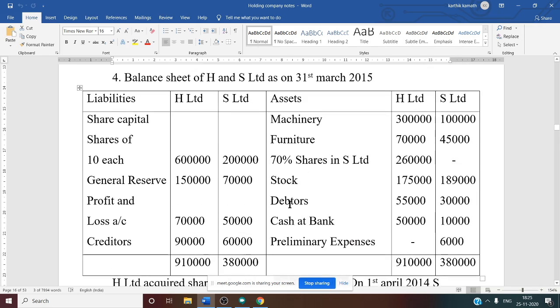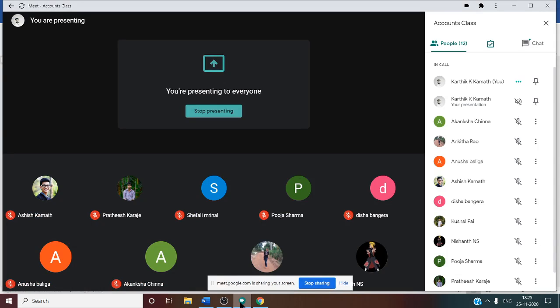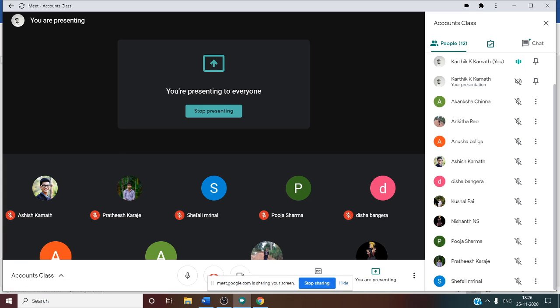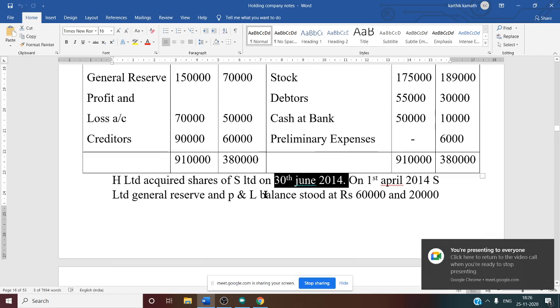Acquisition date is 30th June. That means our financial year starts from 1st April 2014 and ends on 31st March 2015. So here the acquisition is somewhere in the middle of the year. It is not at the beginning, it is not at the end, it is somewhere in the middle. So whenever the acquisition date is in the middle of the financial year, we have to find out the current year profit. That is the different thing compared to the previous problem. After that we can calculate pre-acquisition and post-acquisition profit, and all other things are similar.